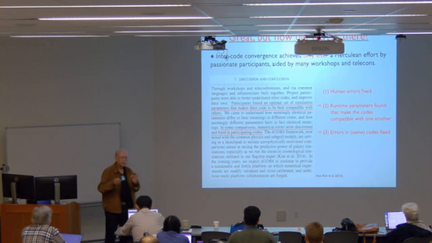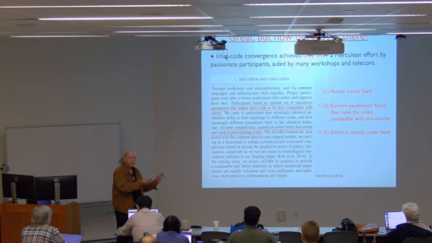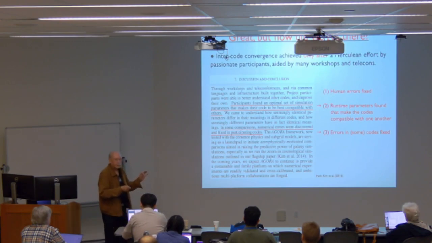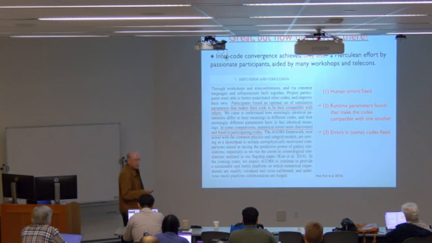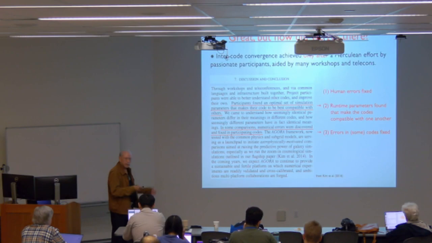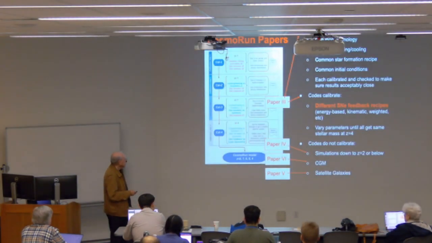Or, if the codes were fine, the initial conditions, for example, the way you set the codes up when you are running an isolated galaxy, had to be fixed. Runtime parameters were found that made the codes incompatible initially, and then we figured out how to make them compatible. And there were some errors in the code that became apparent when we did careful comparison.